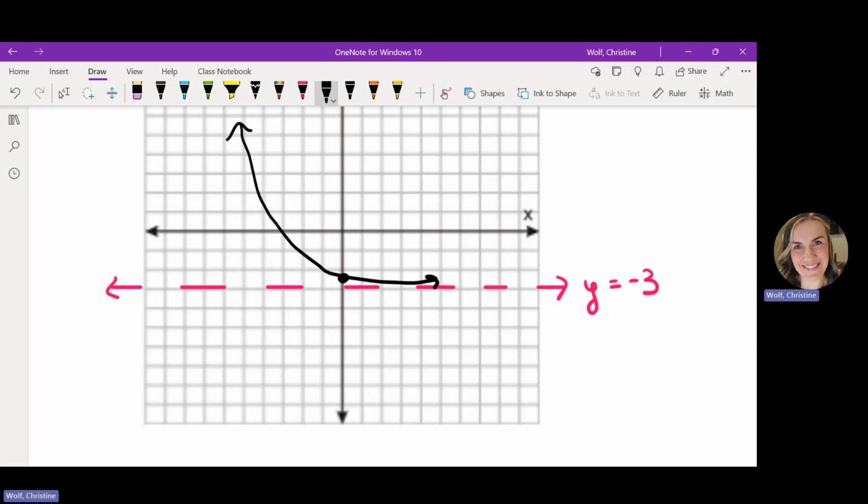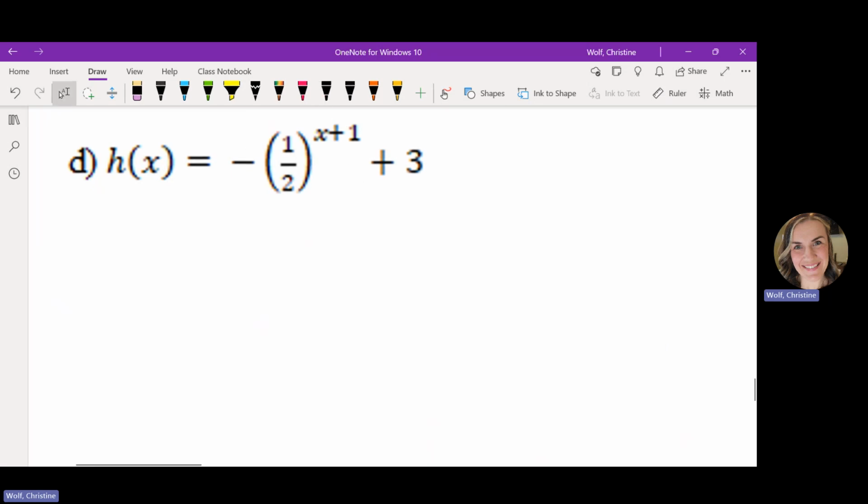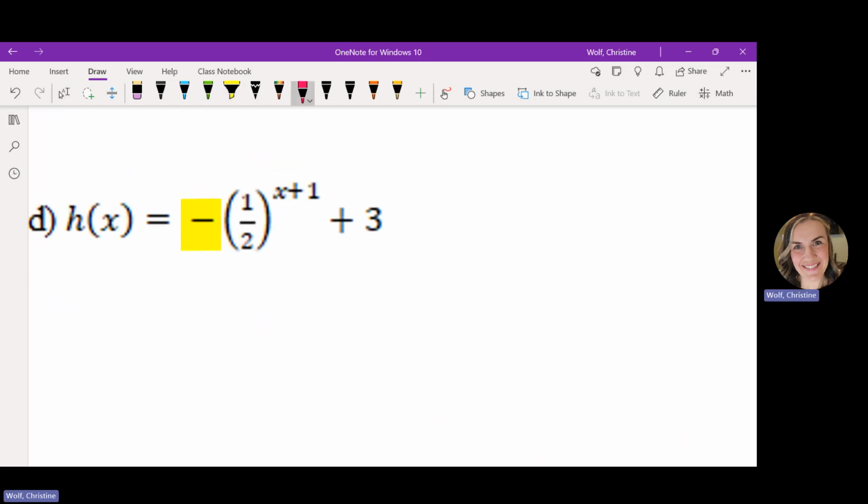Okay, last one. What do we got going on in here? Okay, I can see right away I have a reflection. I have to log that in my brain because I know that's going to change the orientation of my graph. Okay, so that's a vertical reflection. I know that this 1/2 means it'll be decreasing. Okay, and then I also have a shift, and then I also have a new asymptote at y equals 3.